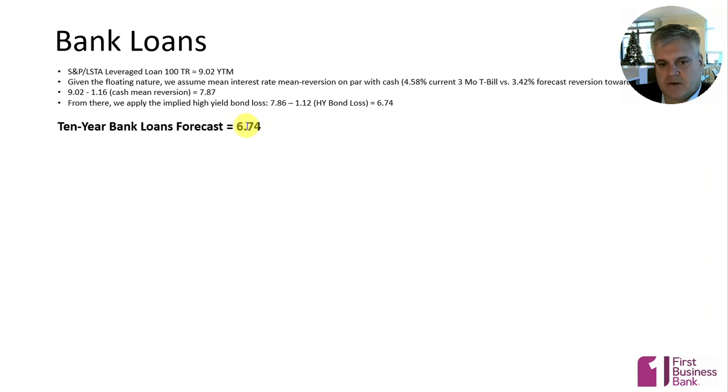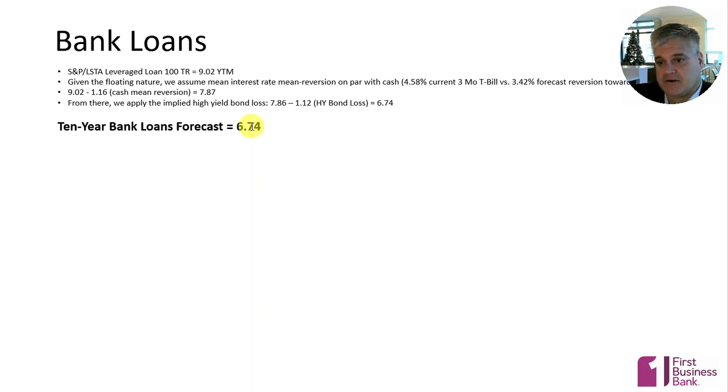Bank loans are similar to high yield bonds in some respects, similar to short duration fixed income in others. So we're expecting bank loans, which are currently yielding about 9%, to come down a little over 1% over the next 10 years, kind of consistent with what we're expecting in money market returns as interest rates trend down over the next 10 years.